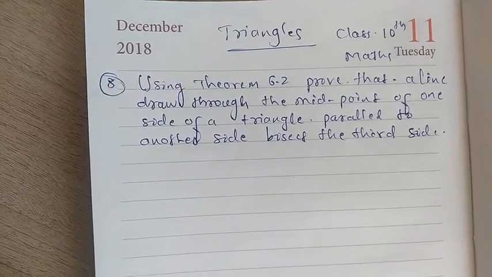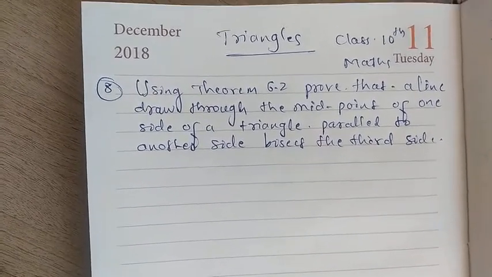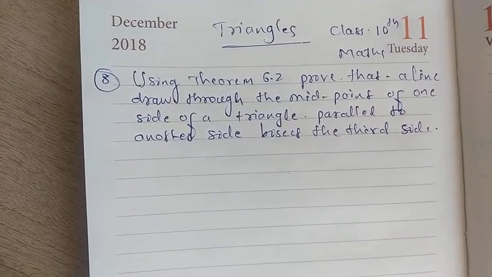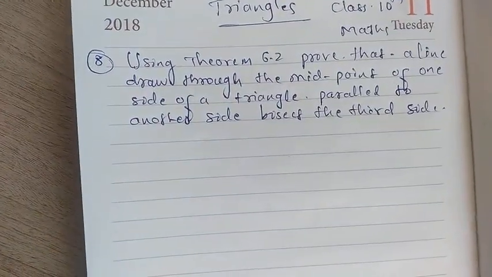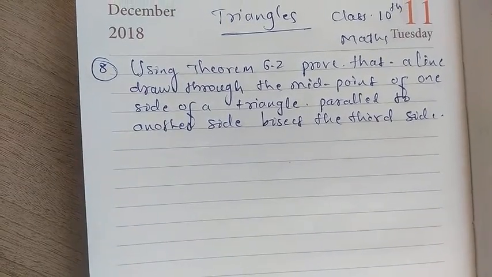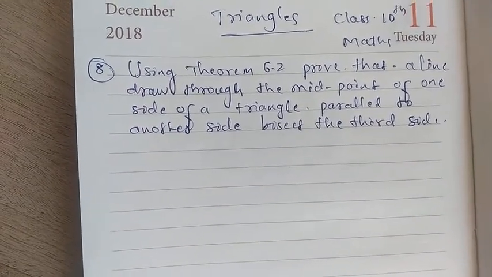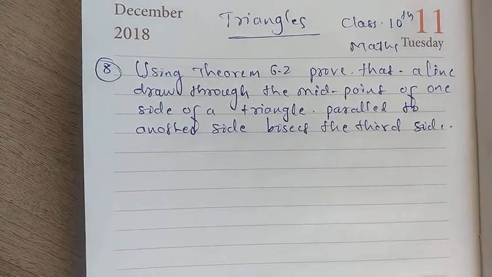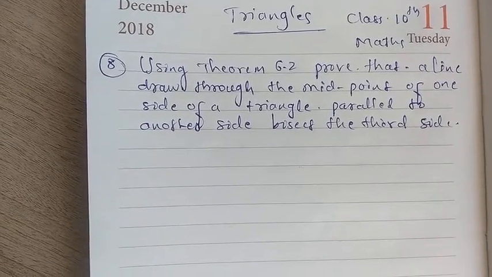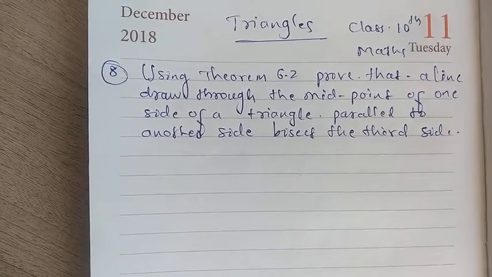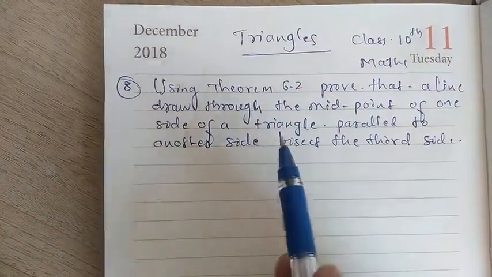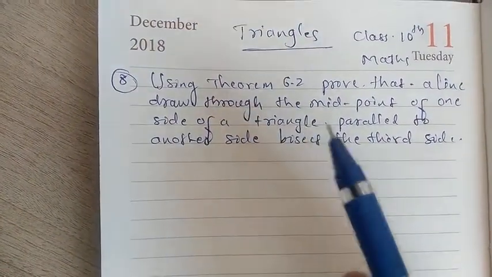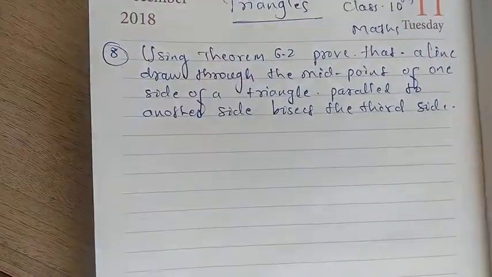Dear students, yesterday we saw a few examples from exercise number 6.2. Today let us discuss the eighth problem, the given theorem. First try to understand the question, and see carefully what they ask you to prove. Using theorem number 6.2, which you can see in the reader, you have to prove this.